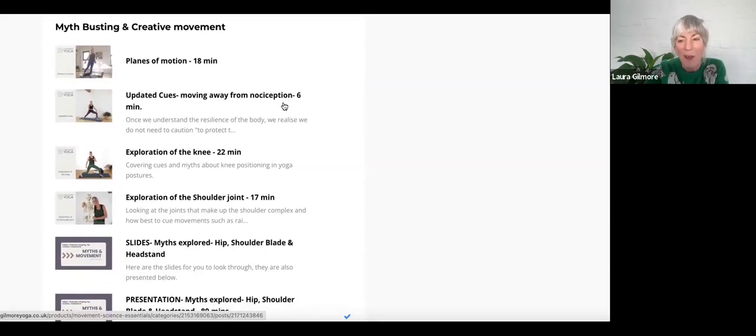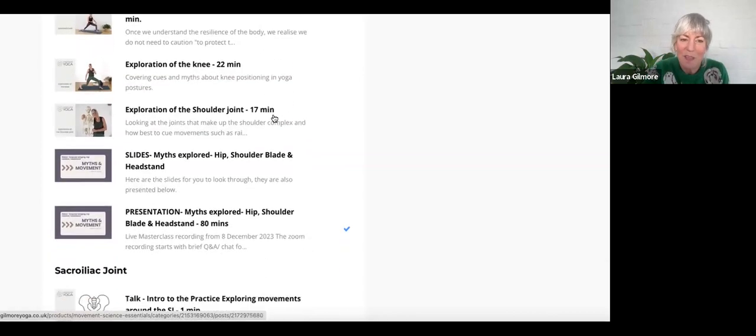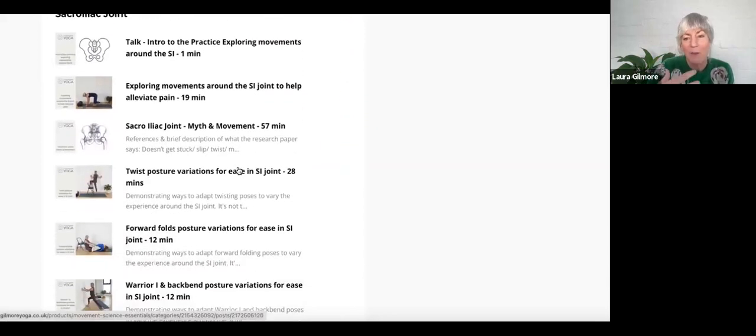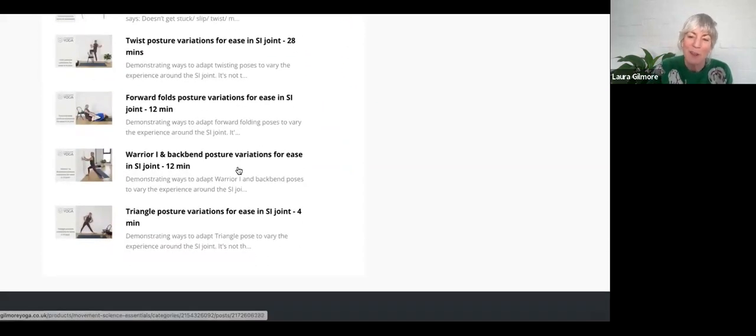Then the third module we're jumping into is the myth busting and creative movement. So lots of other areas of research which show that things aren't always as they seem. And we're focusing a lot on also the knee, the shoulder, and the hip and sacroiliac joint. But we also cover the research that means you can be more confident in busting all sorts of other myths. Later in the year, there will be more on women's health, understanding menopause, etc. And that is all to come.